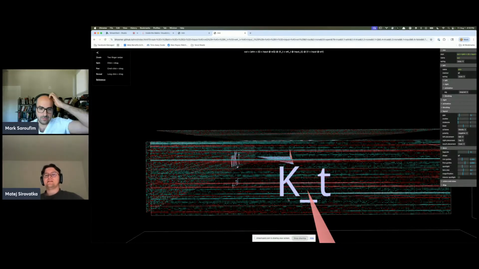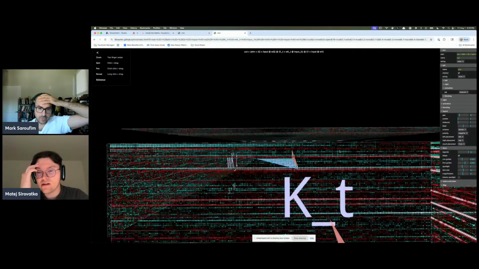No, I think the pattern you should see in K is that the colors start changing as you go in the hidden dimension. You mean across the row, right? Yeah. Sorry, as you go across columns, the colors change, right? Yeah.